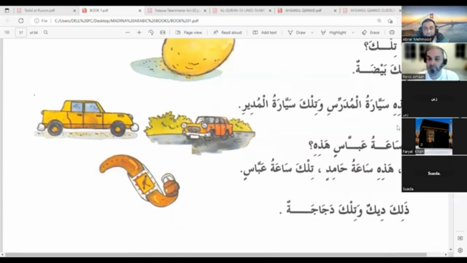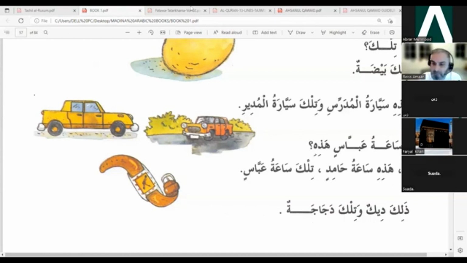[Arabic] This is the teacher's car, and that is the head teacher's car. That's right. How do you know that that is the teacher's car? Because hadihi is feminine, and siyaratun has a ta marbuta, so I know it's feminine. And tilka tells me that that is also a car, which I believe is feminine. Yeah, siyaratun, it's a feminine car, yes.